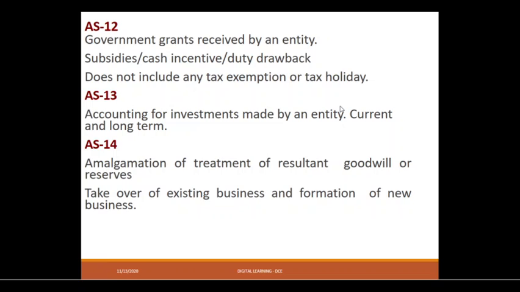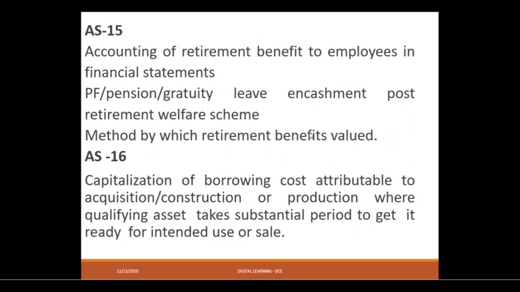Accounting Standard 12 deals with accounting for government grants, subsidies, cash incentives, duty drawback, and does not include any tax exemption or tax holiday. Accounting Standard 13 deals with accounting for investments and Accounting Standard 14 deals with accounting for amalgamation. Accounting Standard 15 deals with accounting for retirement benefits in the financial statements of employers: PF, pension, gratuity, leave encashment, post-retirement welfare schemes, and the method by which retirement benefits are valued.